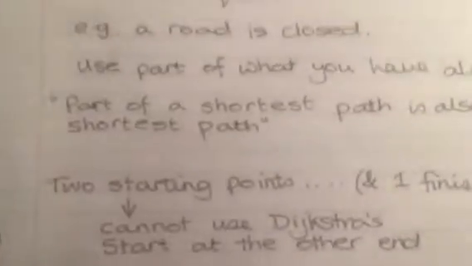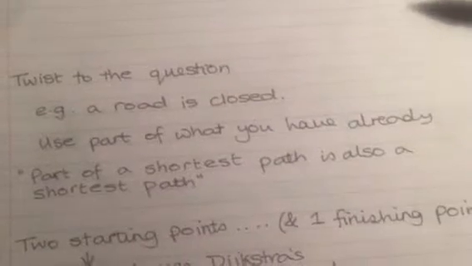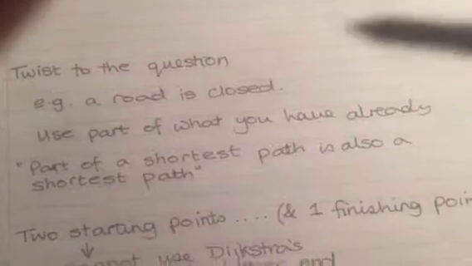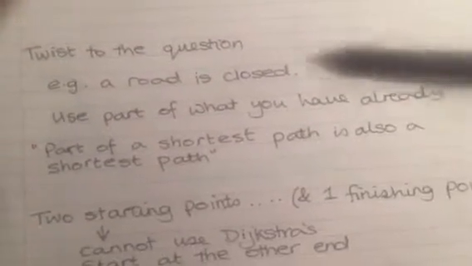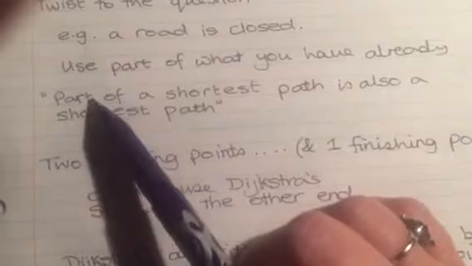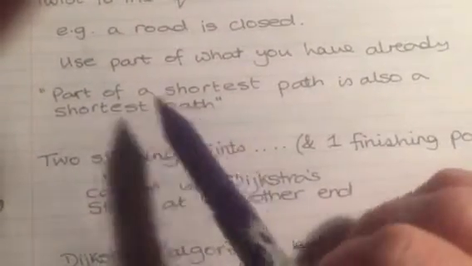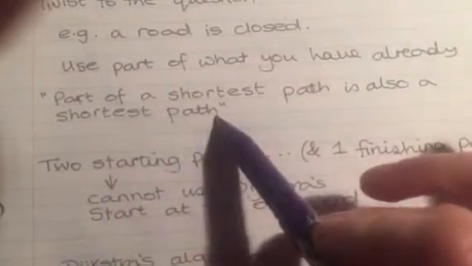Occasionally there'll be a couple of twists to the question. For example, the road is closed. So if a road is closed, try and use what you've already got, but then you amend it. So you may have to almost start again, need to look at it and think carefully, but use what you've already got. And if you're asked why you can do that, you need to remember that part of a shortest path is also a shortest path. So any part of a shortest path is also a shortest path.